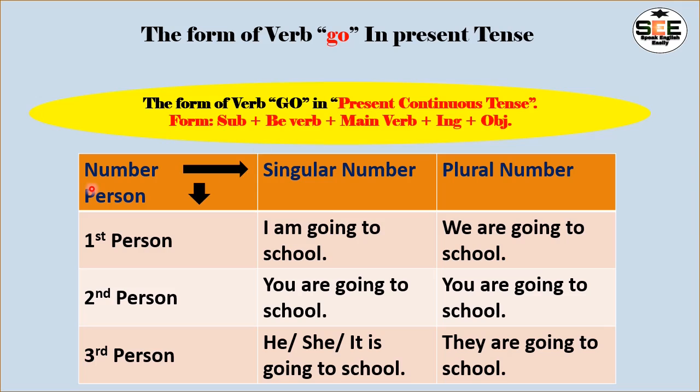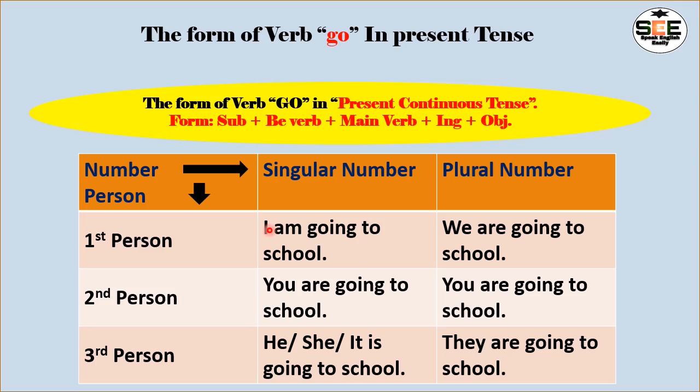First of all, here I can see number: the arrow marking indicates singular number, and here it is plural number, and here it is person. Below, the arrow marking indicates first person, second person and third person, right? I am going to make another video on person as well as numbers. So see, first of all, first person.